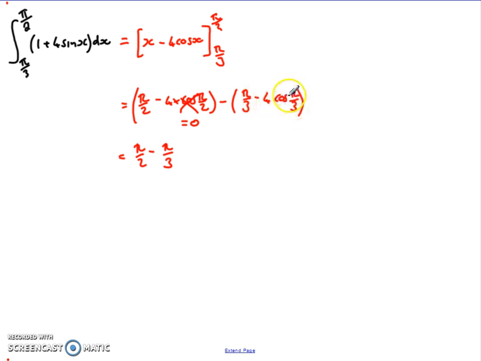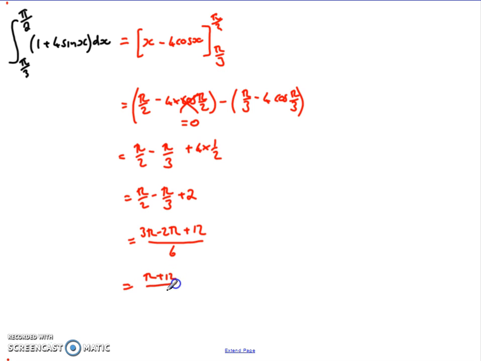Cos of pi over 3 is the equivalent to cos 60, which is a half. But it's minus minus, so that becomes plus 4 times a half. 4 times a half is 2. So we get pi over 2, take away pi over 3, plus 2. Now you can combine all of this into one fraction by sticking everything over a common denominator of 6 and simplifying. So you get 3 pi, take away 2 pi, plus 12 over 6. Simplify the pi's, you get pi plus 12 over 6. So we've got the final answer there, but again, units squared.